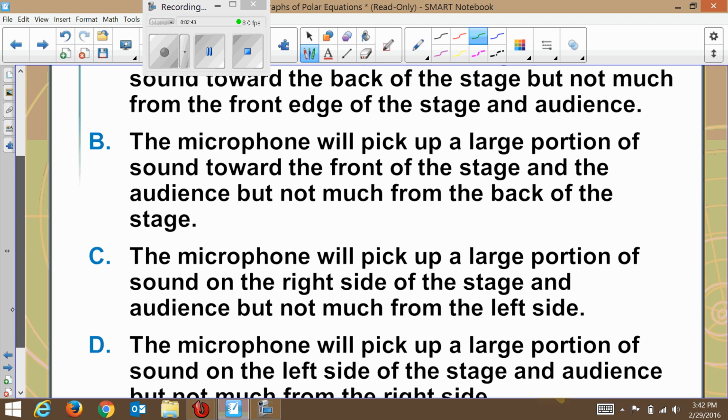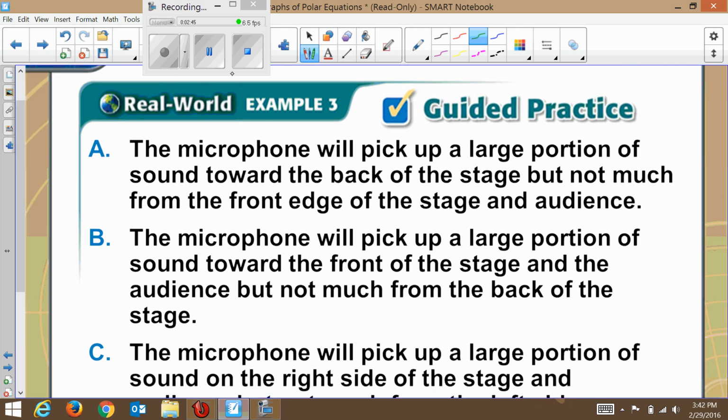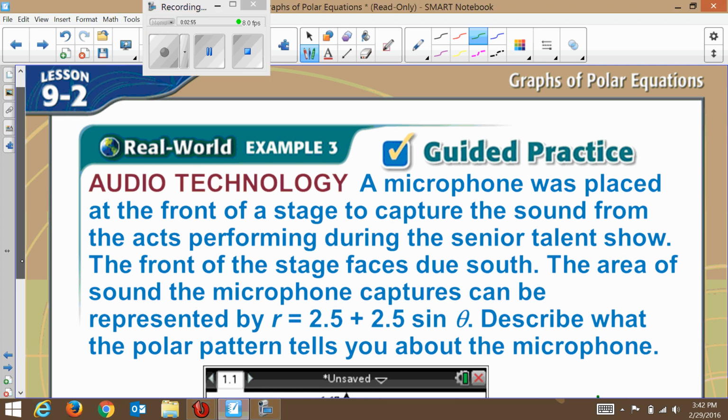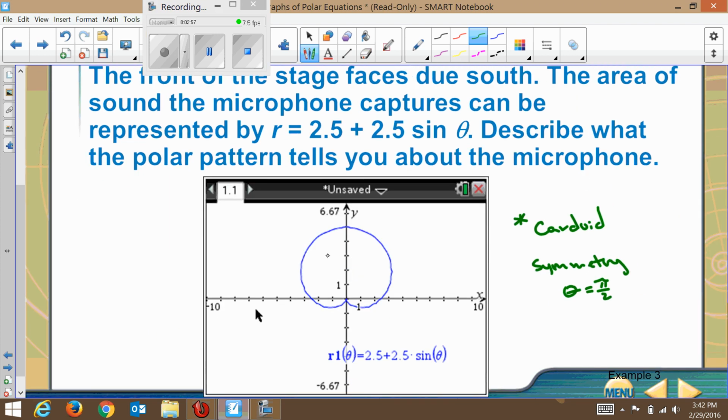Well, it's not C or D because we know it's either forward or backward. The answer is A, because it picks up sound from the back, not the front. That's why the shape, go back here, is like this. This is the back of the stage. It picks up a lot of sound there, but not the front.